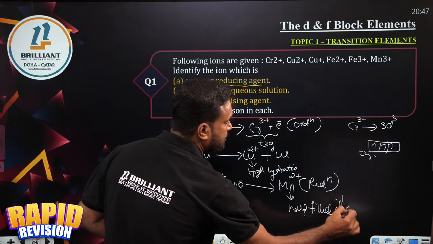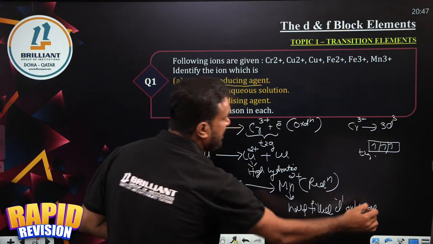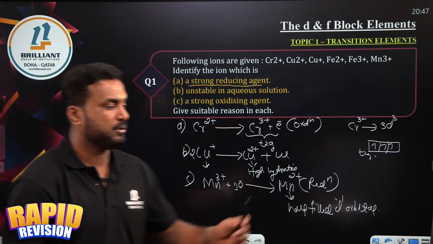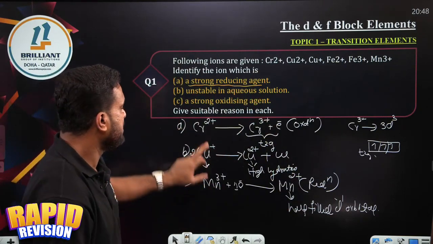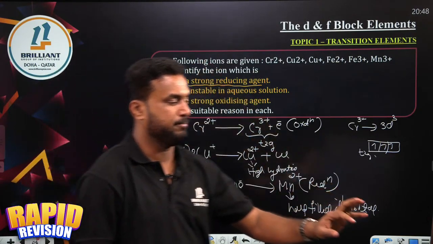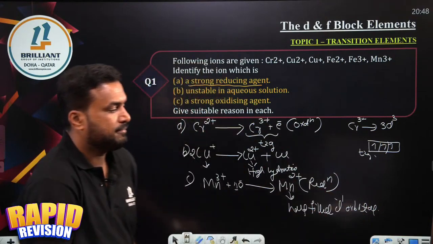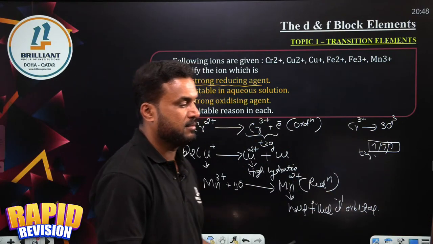Half-filled d orbital. Okay, so we have a half-filled d orbital. Because of the half-filled d orbital, it is more stable. So the answer I wrote: Mn3+, Cu+ and Cr2+. Yes, half is correct. Cr2+.